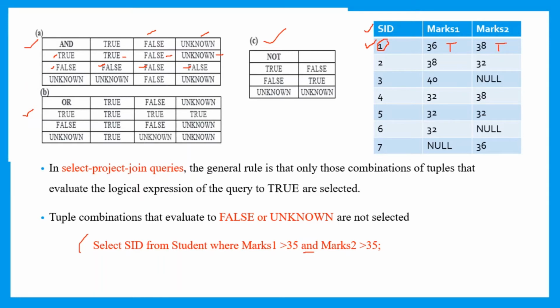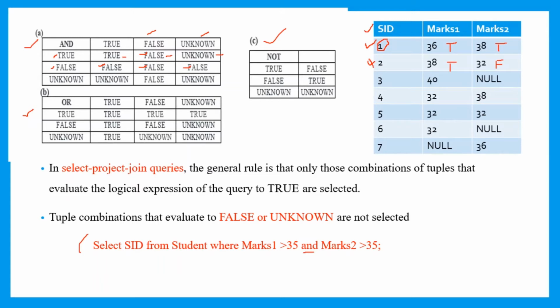Next row, the marks 1 is 38. Yes, it is true. And marks 2 is 32. It is false. The true and false will return the result as false. So this query does not give the student ID 2.